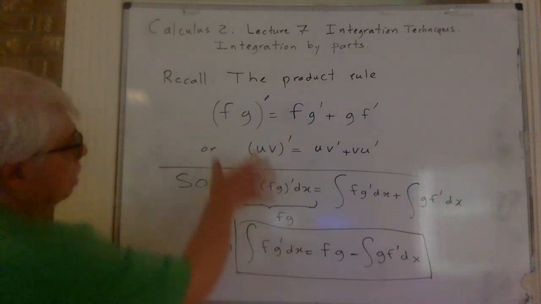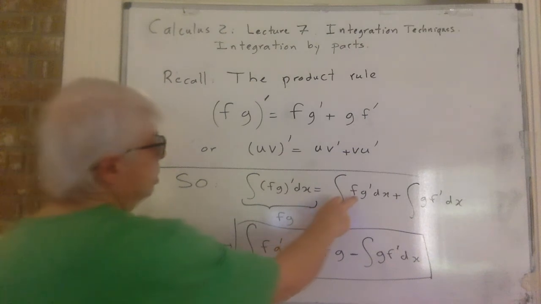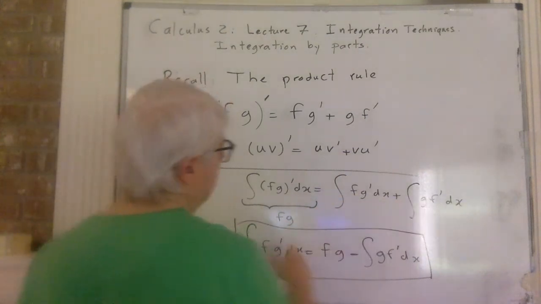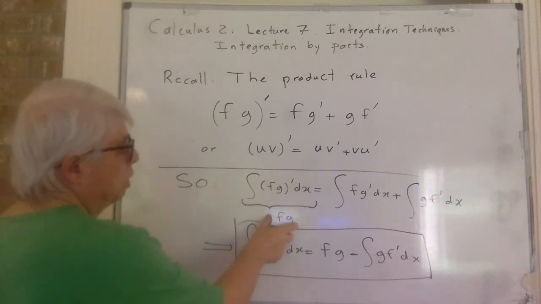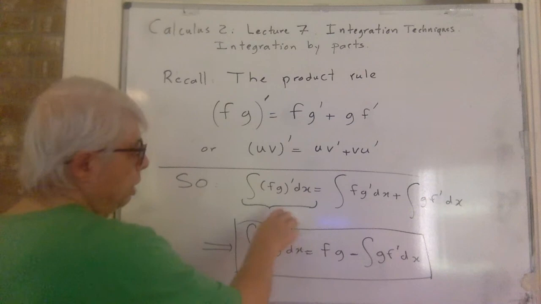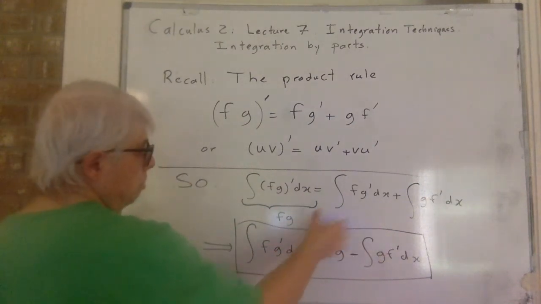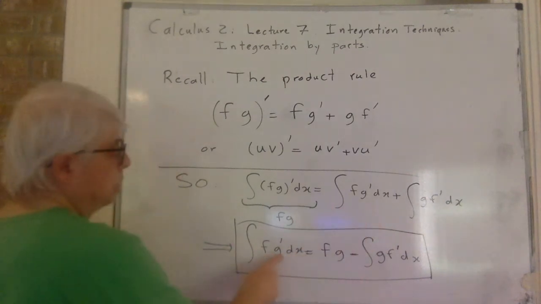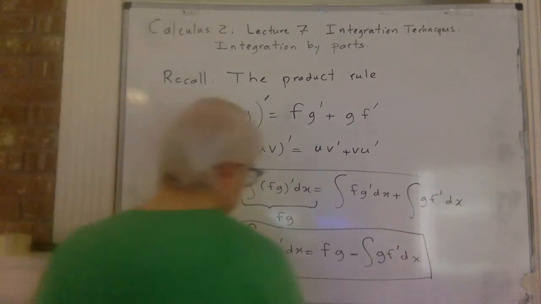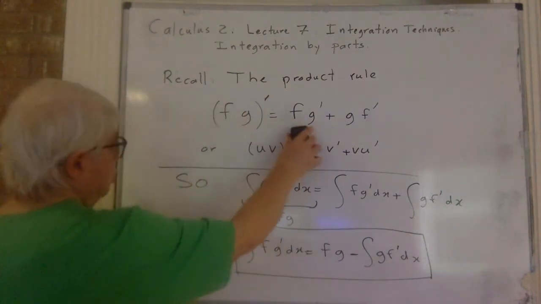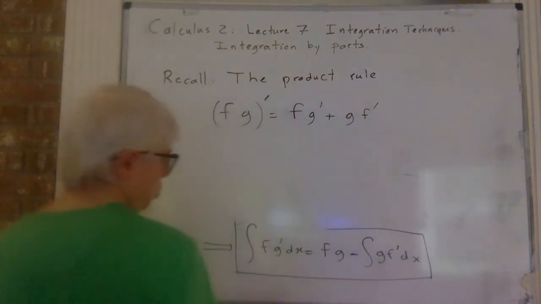So, if I integrate both sides, I have the integral of (fg)' dx, and this is the integral of fg' dx plus the integral of gf' dx. And this one is a derivative, so derivative and integral will give me the function back. I don't need a constant because I still have another integral here. So if I solve for this one, it is the integral of fg' dx equals fg minus the integral of gf' dx. Now let's look at this. Then I will come back to the other one, which will give me another formula.